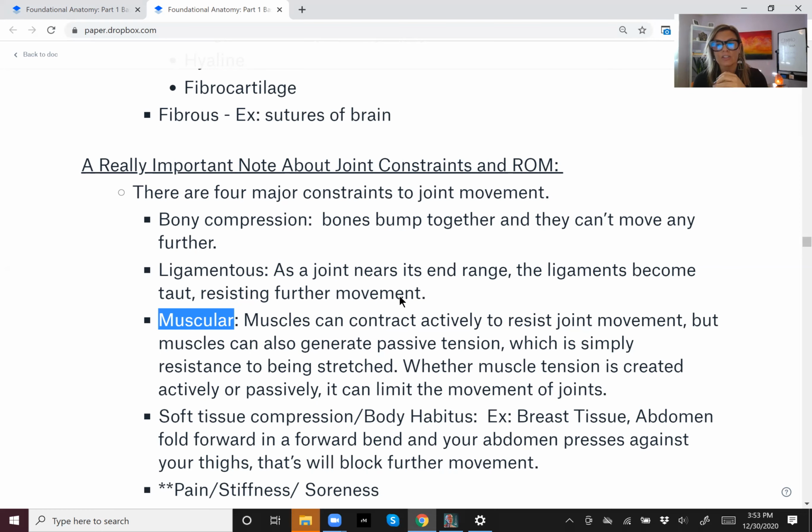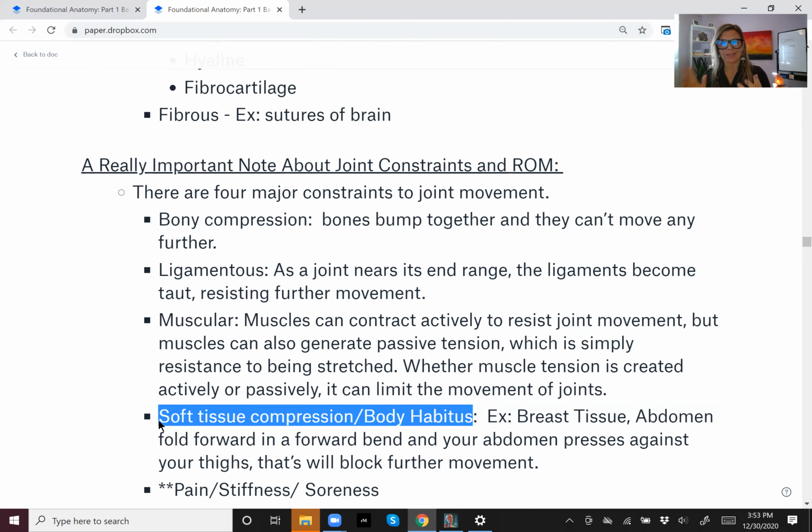And then the fourth thing that can constrain the movement of a joint, or how much range of motion the joint has, is soft tissue compression or body habitus. The easiest one to think about is a forward fold. People that have a larger body habitus, when they fold forward, the abdomen, because of that soft tissue, as they come forward onto their thighs, they may not be able to have as much range of motion in the spine when they do forward flexion, because the soft tissue stops them from being able to go forward.